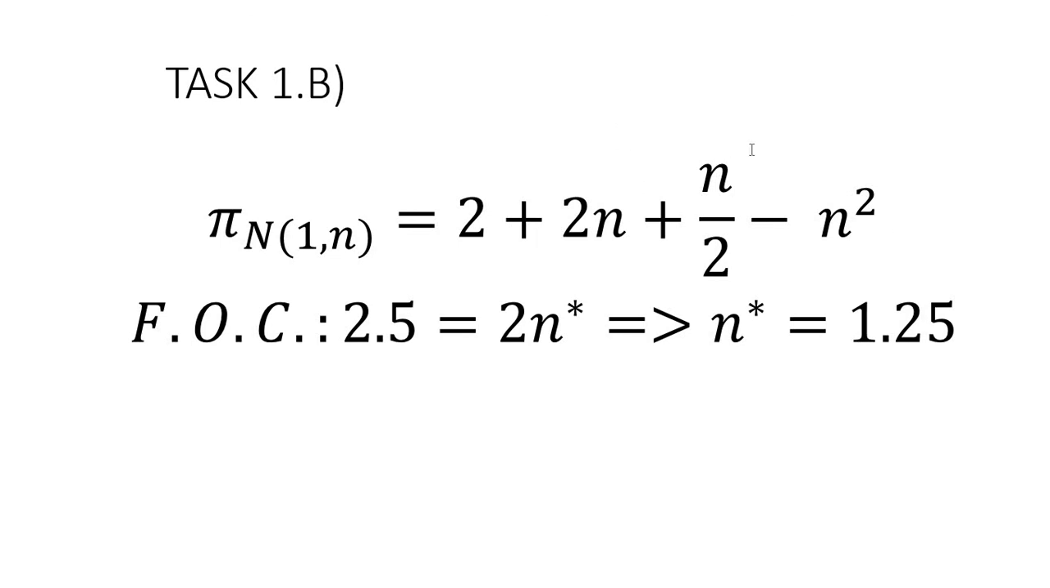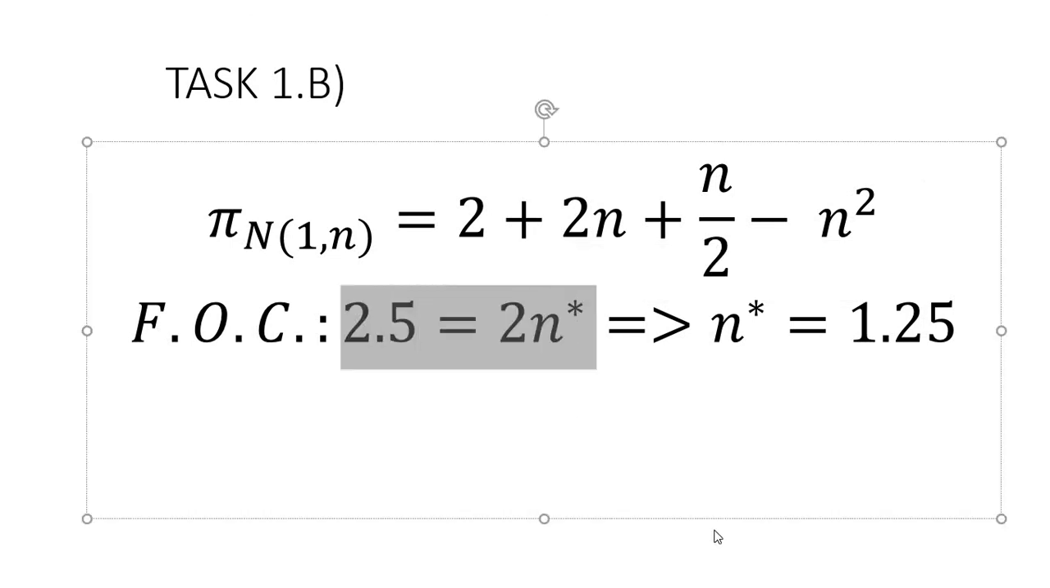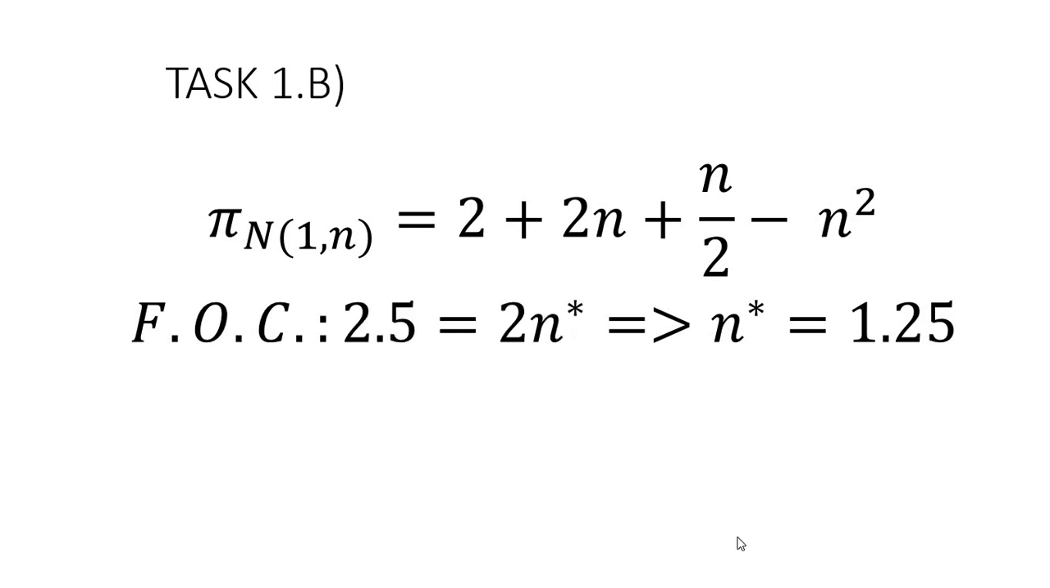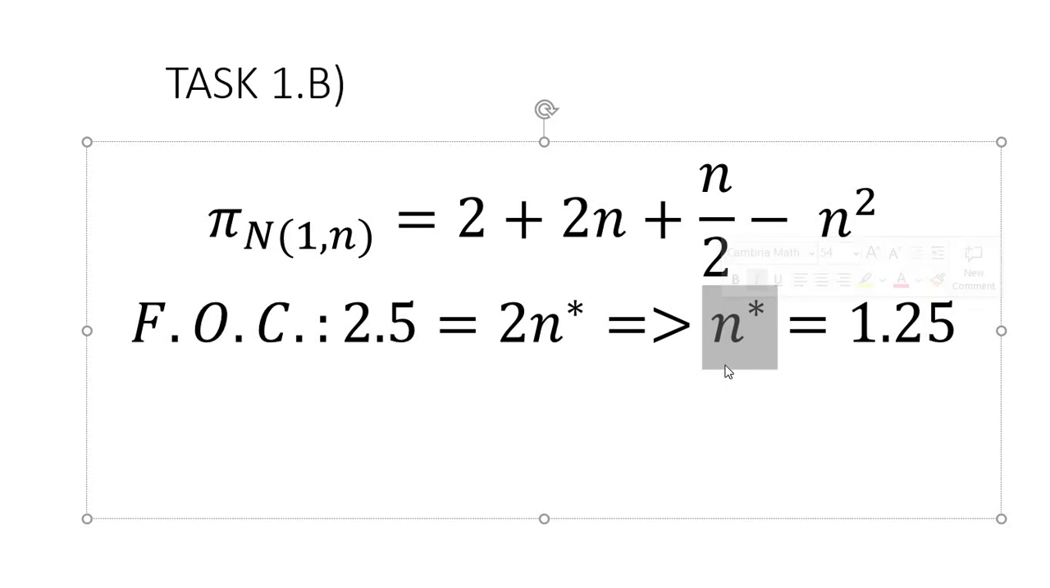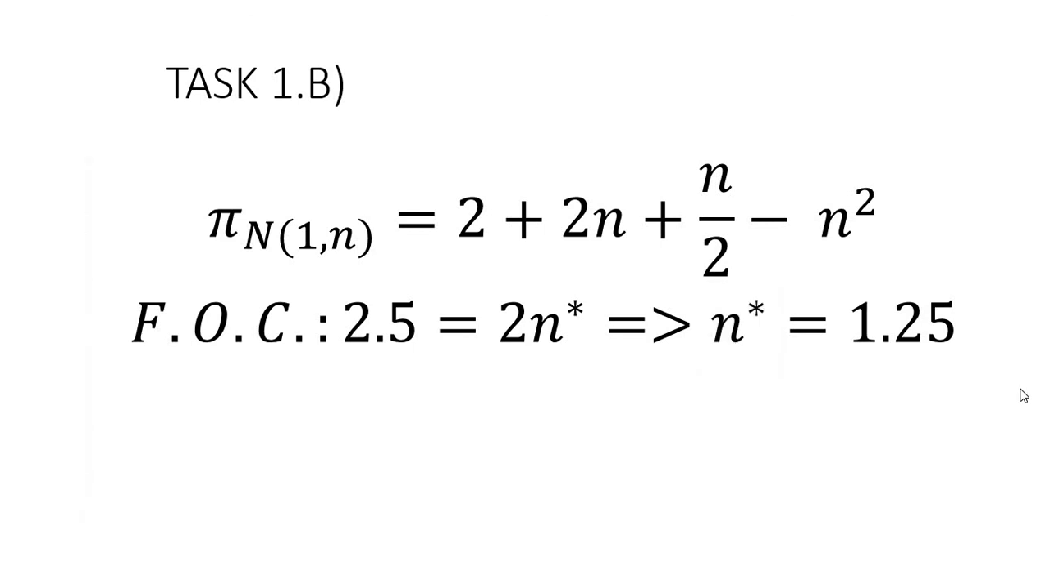So if you do this, you have 2.5n minus n squared. The derivative is equal to 2.5 minus 2n equal to 0. When you rearrange it, this is what you're going to have. If you solve this extremely simple linear equation, you will get the optimal amount of effort made by Nancy equal to 1.25. So if Monica makes 1 unit of effort or 10,000 of effort, then Nancy should make 1.25 units or 12.5 thousand of effort.